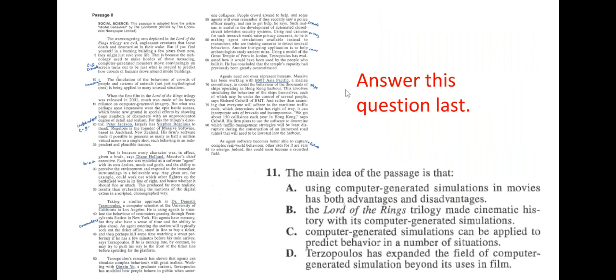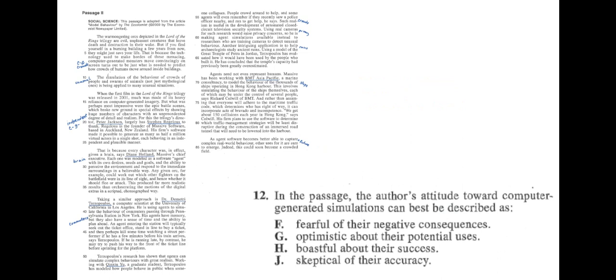So, all right, first question, number 11, the main idea of the passage is, we're going to answer this question last because it's a main idea question, so you want to come back to those after you've spent more time exploring. So number 12, in the passage, the author's attitude toward computer-generated simulations can best be described as. It's actually a pretty decent question to answer, an easy question if you understood the passage.